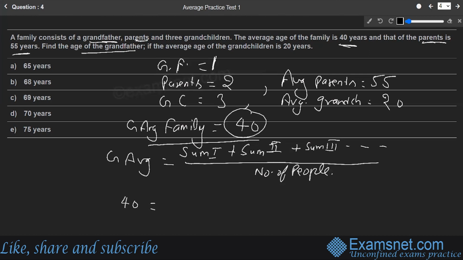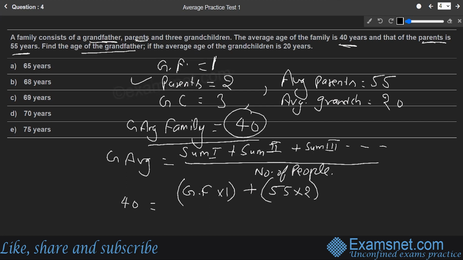So 40 is equal to the sum of the ages of the first category. In the first category, we have the grandfather, which is not given. So let us assume the age of the grandfather to be grandfather. There is only one grandfather, so grandfather's age into 1, plus the second category, the parents. There were two parents and the average of parents is 55. So the sum becomes 55 into 2.